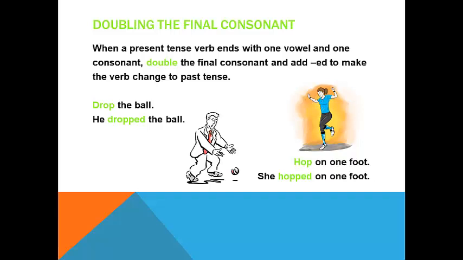For example, drop. As you can see, vowel consonant, op. Drop the ball. He dropped the ball. Next one. Hop on one foot. She hopped on one foot. As you can see, drop, op, with double letter P.